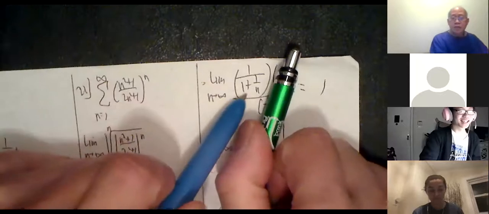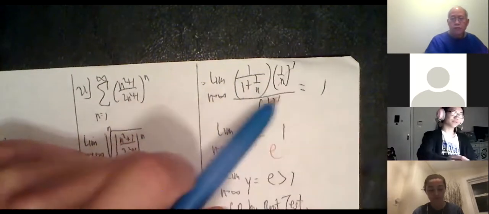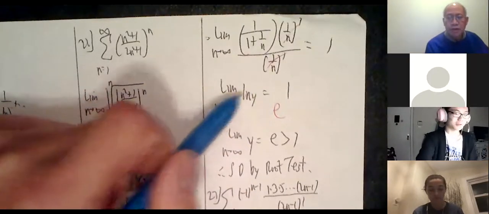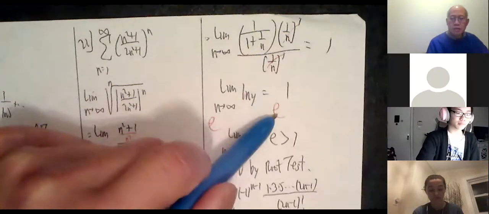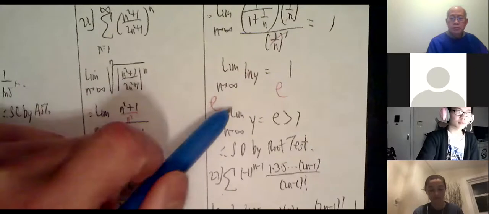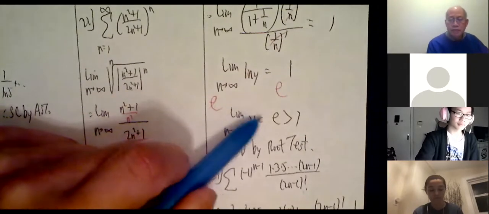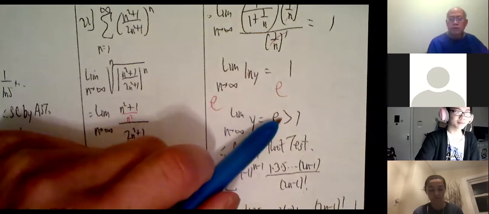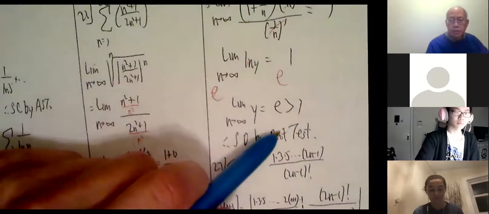And now what is this? As n approaches infinity, this becomes 0. So I have 1 over 1, which is 1. Okay, so the limit as n approaches infinity of ln y is 1, exponentiating, e. So the limit as n approaches infinity of y is e. e is about 2.7. That is greater than 1. Therefore, the series diverges by the root test.